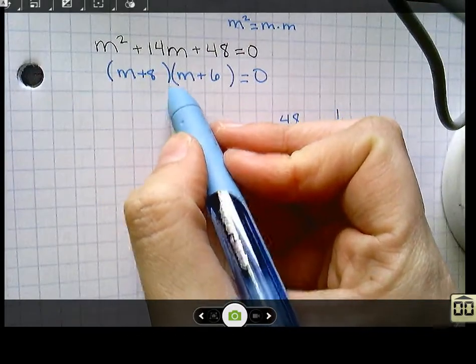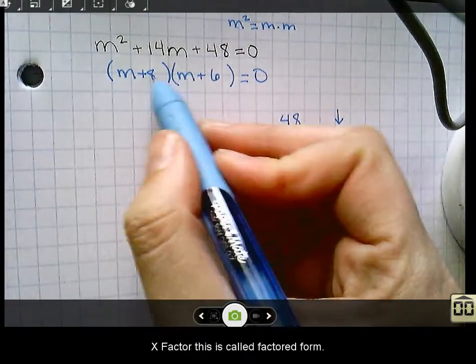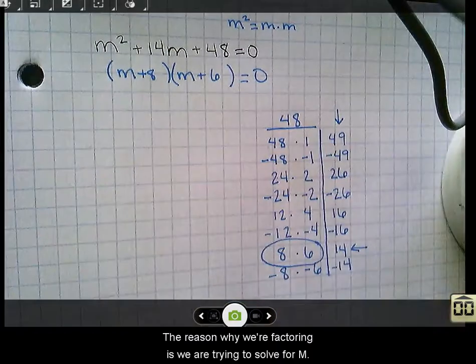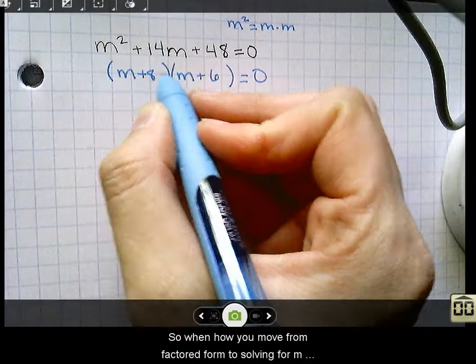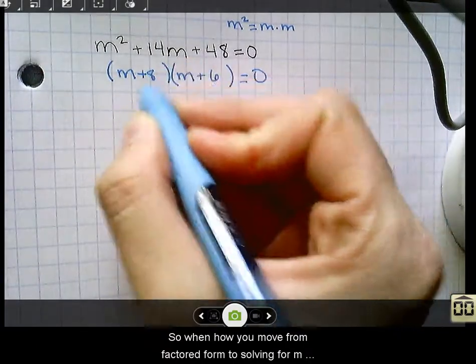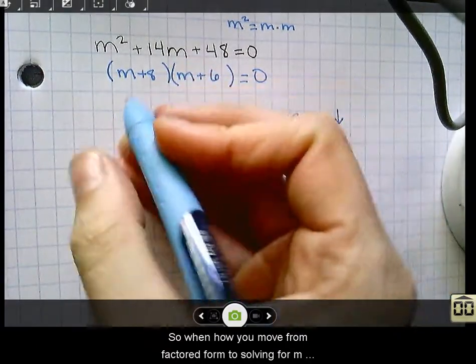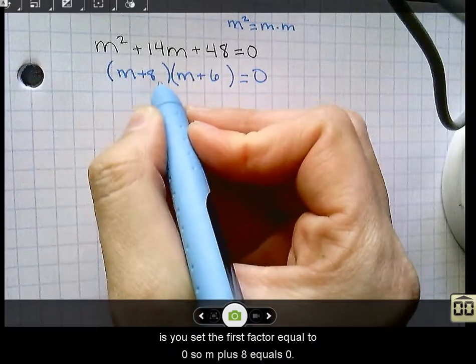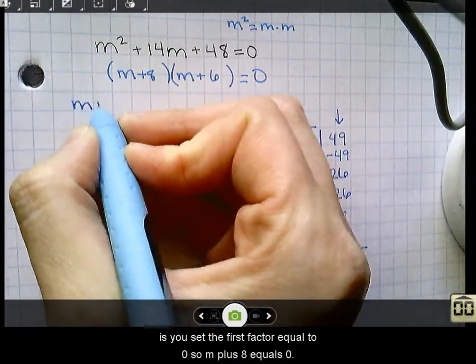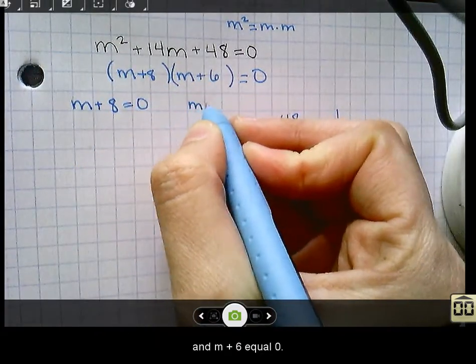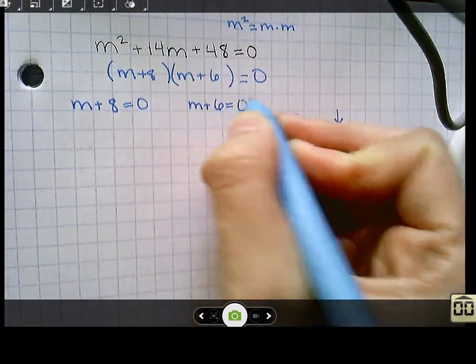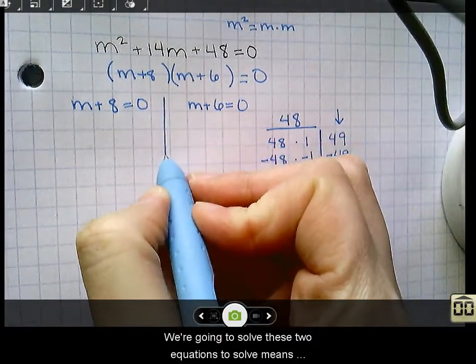Now, you have it factored. This is called factored form. But the reason why we're factoring is we are trying to solve for m. So how you move from factored form to solving for m is you set the first factor equal to 0. So m plus 8 equals 0, and then m plus 6 equals 0. And you're going to solve these two equations.